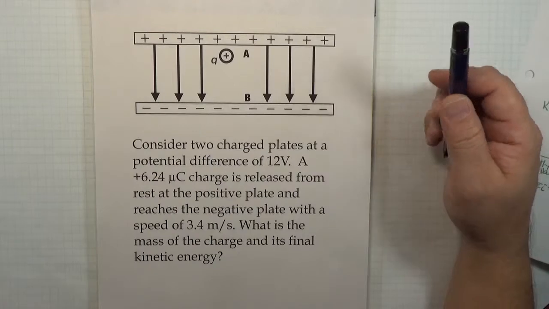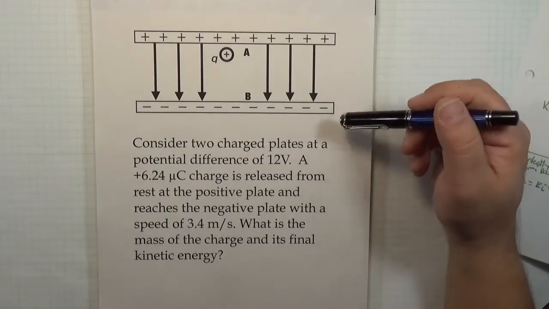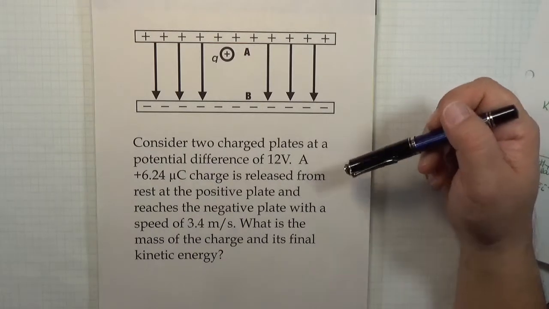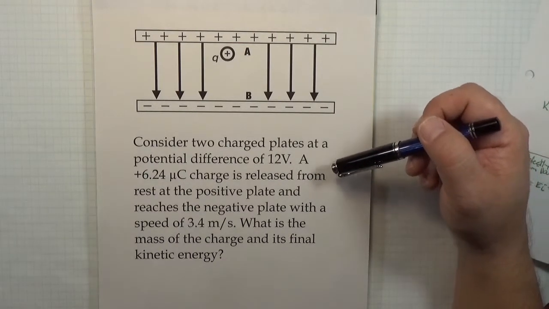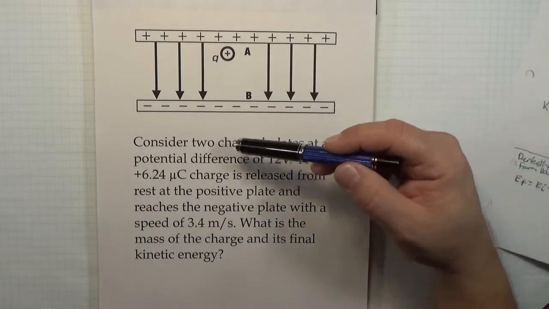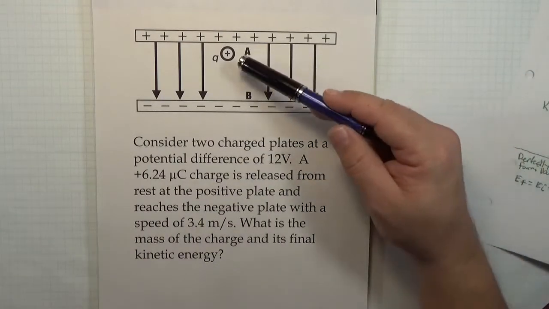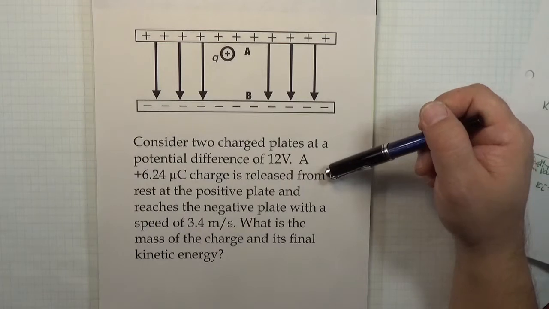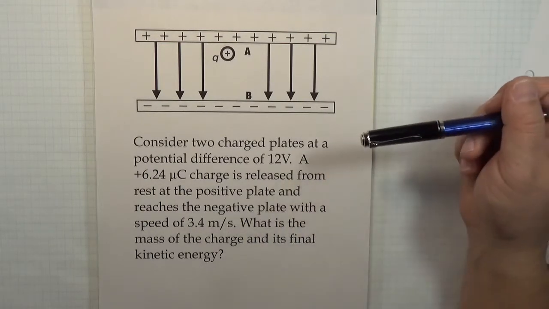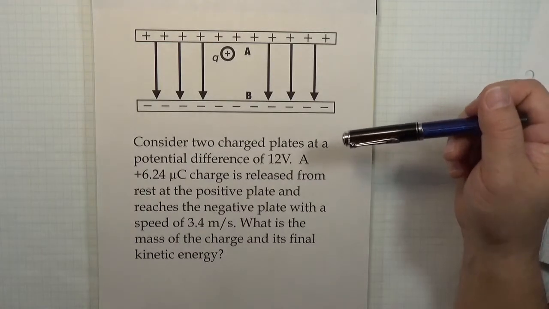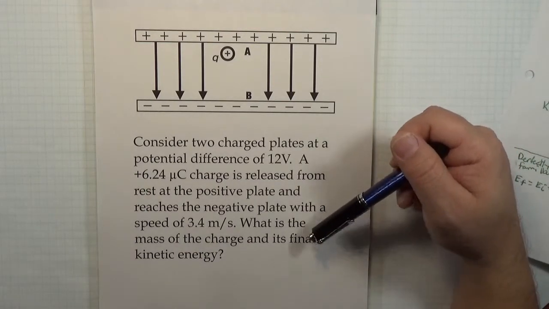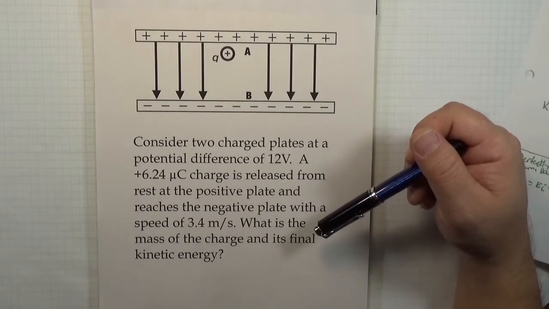Okay, so when we get to circuits, you'll see that one of the ways we charge plates is we hook them up to batteries, and this is a common battery voltage, which is why you see it in problems like this. Okay, so let's imagine I have a 6.24 microcoulomb charge, positive charge, released from rest at the positive plate, and then it reaches the negative plate with a speed of 3.4 meters per second. And what I want to know is what is the mass of the charge and its final kinetic energy.